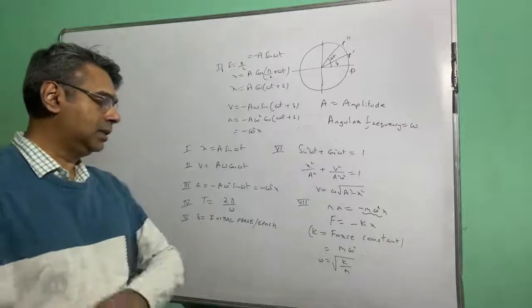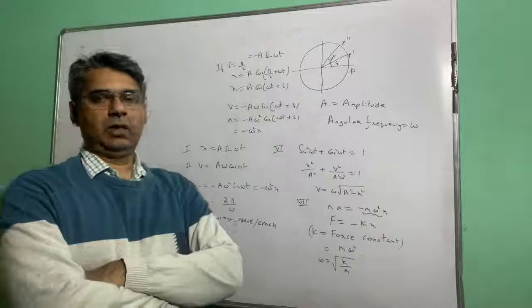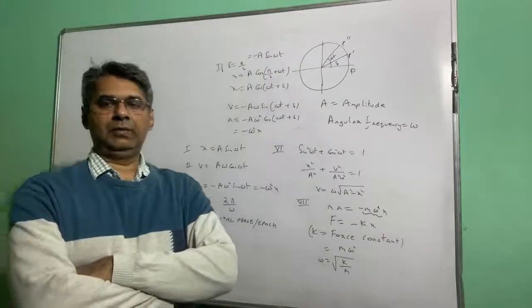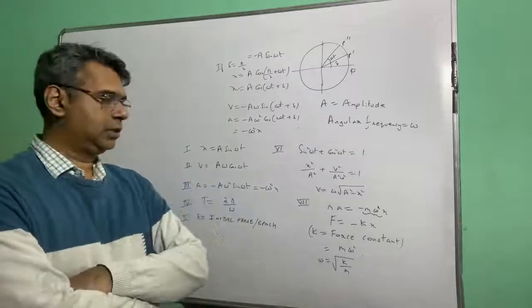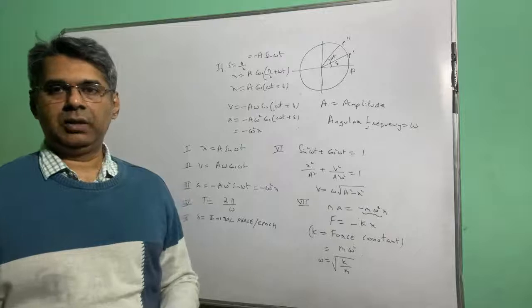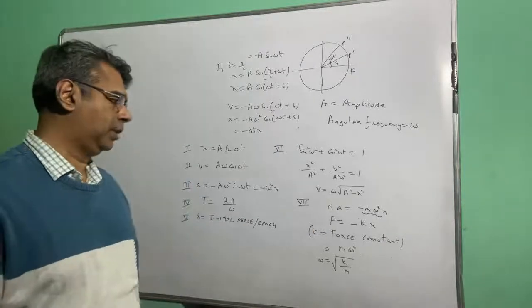So that means we can now also say that simple harmonic motion is oscillatory periodic motion in which the force is proportional to displacement and force is oppositely directed to displacement, because F is proportional to x and there is a minus sign, so it is directed oppositely to the displacement. So that is also another way of describing simple harmonic motion.